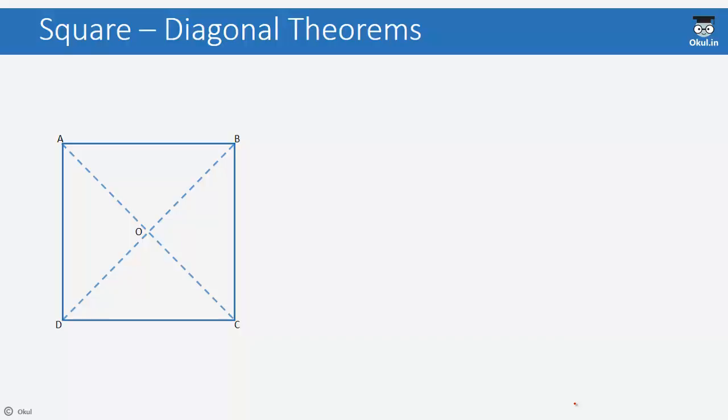Let us now learn about the diagonal theorems related to square. We know that square is a mixture of rectangle and rhombus. Therefore, the theorems that are applicable to rectangle and rhombus also apply for a square.